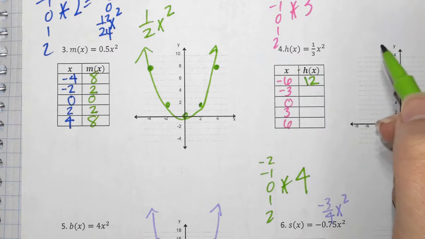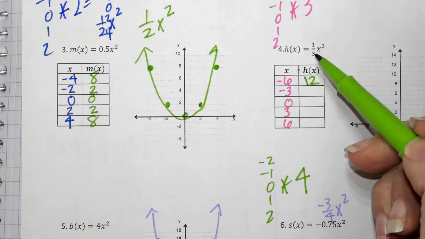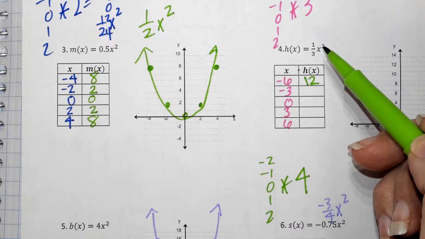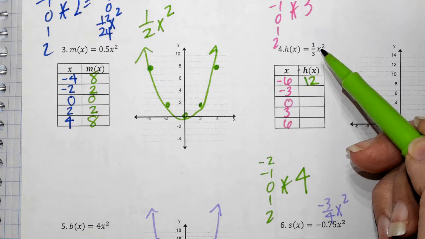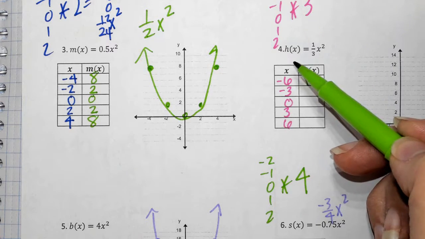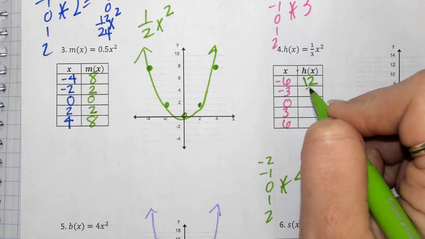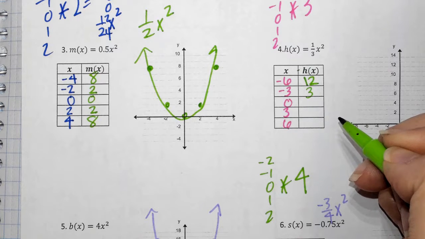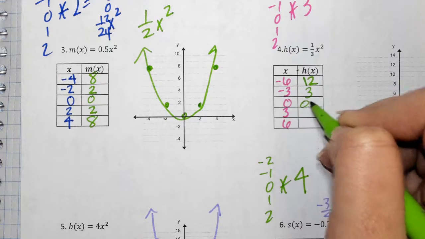You're fine. We're practicing. That's the point of this, right? Okay, now it's negative 3 squared. 9. And 9 divided by 3 is? 3.